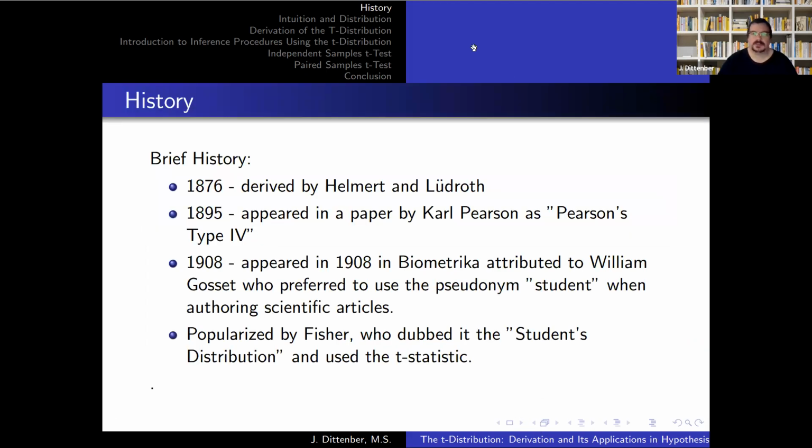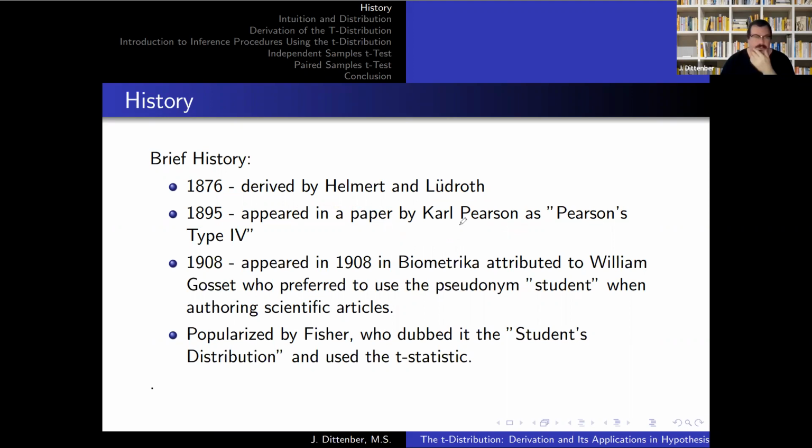So about the history, it was first seen in a paper, it was derived by Helmert and Lüroth in 1876, and it was part of a posterior distribution. Okay, so that's the first time basically it's seen in recorded history. The next time it appears in 1895 as Pearson's type 4 distribution. Of course, that's the famous Karl Pearson, who created the r correlation coefficient that we're all familiar with.